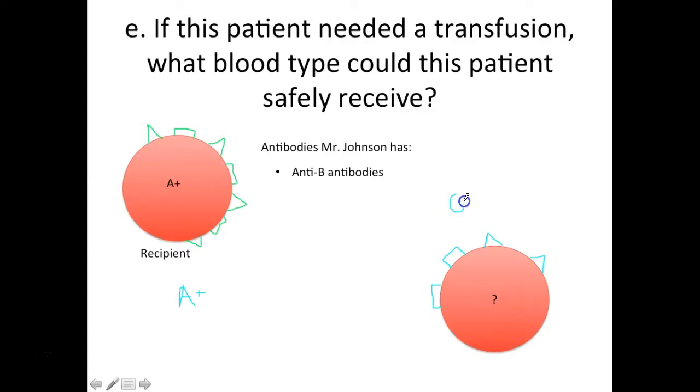So the question is, is it going to matter whether it's O negative or O positive? No, it's not, because we don't have any antibodies against the Rh antigen anyway. So you can give A plus. You can also give A negative blood, because once again, we don't have any antibodies against an Rh factor, which really it would affect the positive anyway. You could give O negative or O positive.